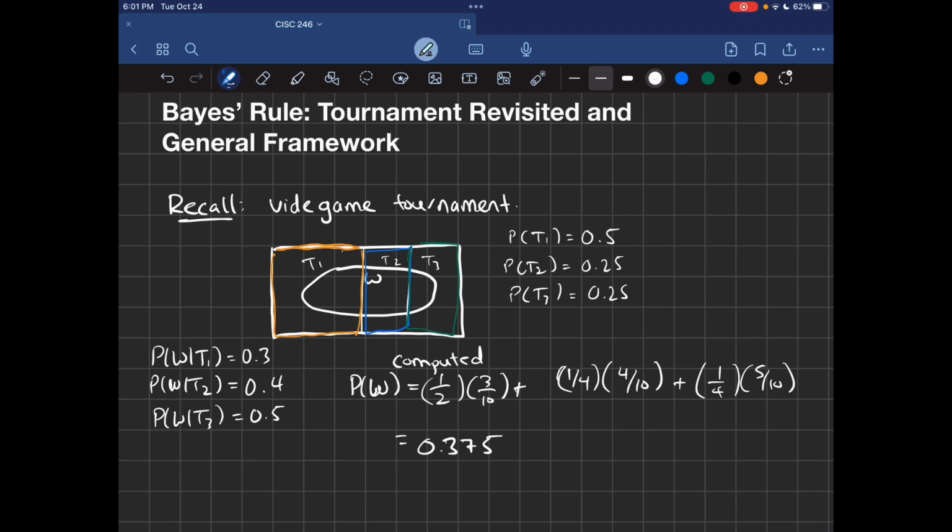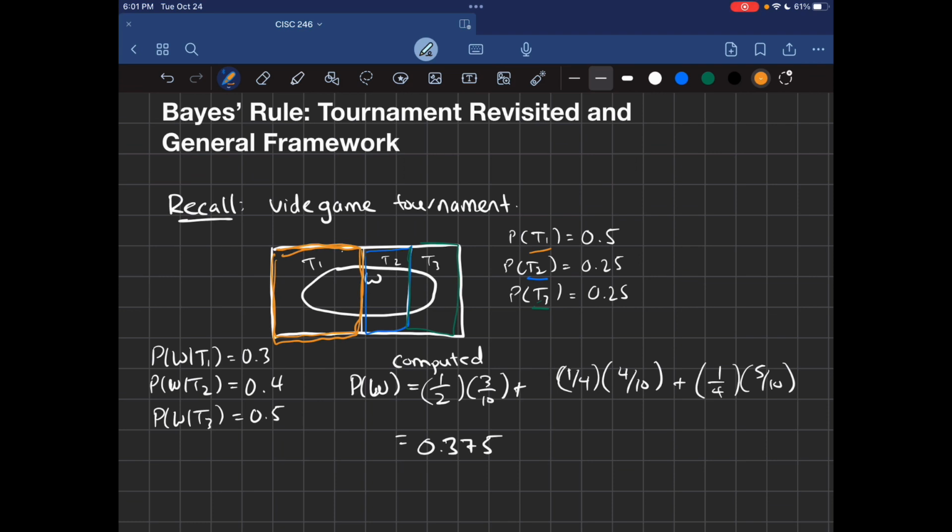We had three types of players, type 1, type 2, type 3, and this is what we thought the population consisted of. So type 1 was 1/2, type 2 was 0.25, and type 3 was 0.25 as well. Those were our prior beliefs about what the tournament population was composed of.